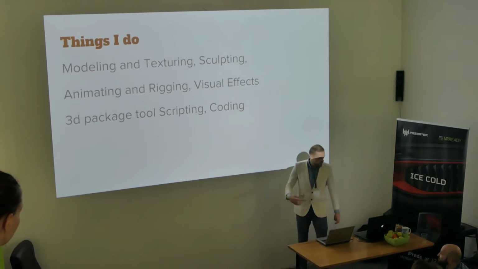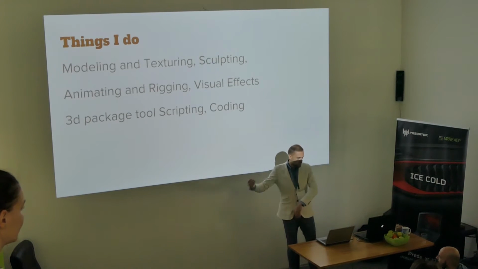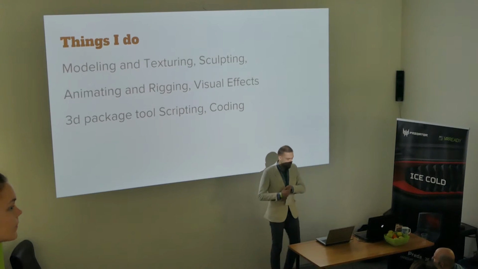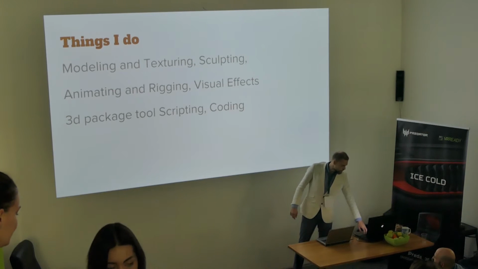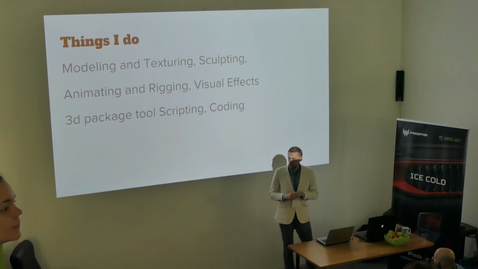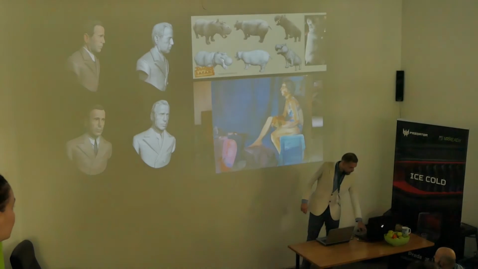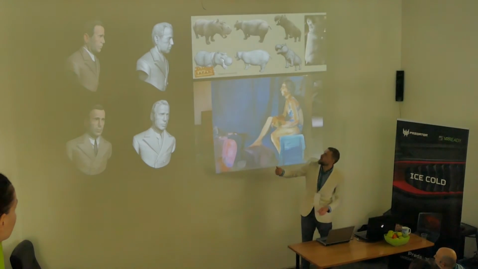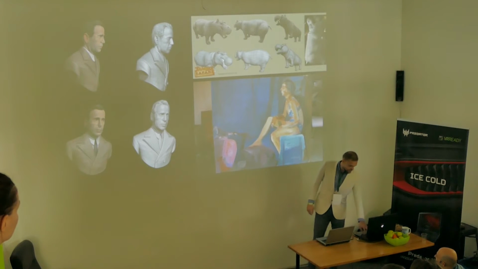So okay, this is a few things I do. I do modeling, texturing, sculpting, and all of you know. I'm a generalist artist, so I do quite a lot of stuff. I even do coding. Actually, I started to learn coding a few years back. Okay, so this is Humphrey Bogart, a hippo, and one of my paintings, just to give you guys an idea. This is actually quite old.